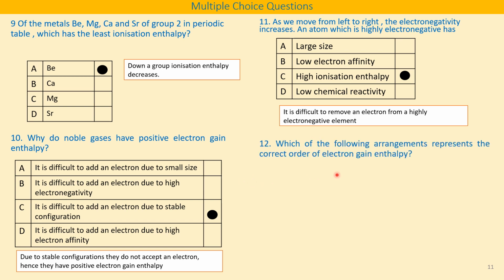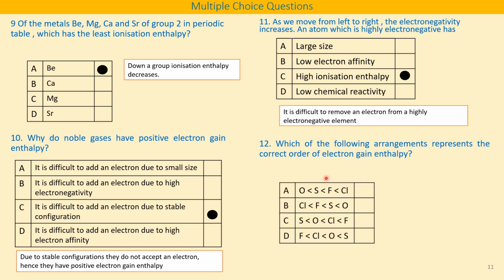Next question. Which of the following arrangements represent the correct order of electron gain enthalpy? Option A. Oxygen less than sulfur less than fluorine less than chlorine. Option B. Chlorine less than fluorine less than sulfur less than oxygen. Option C. S less than O less than Cl less than F. D. F less than Cl less than O less than S. Please pause the video and mark your answer.